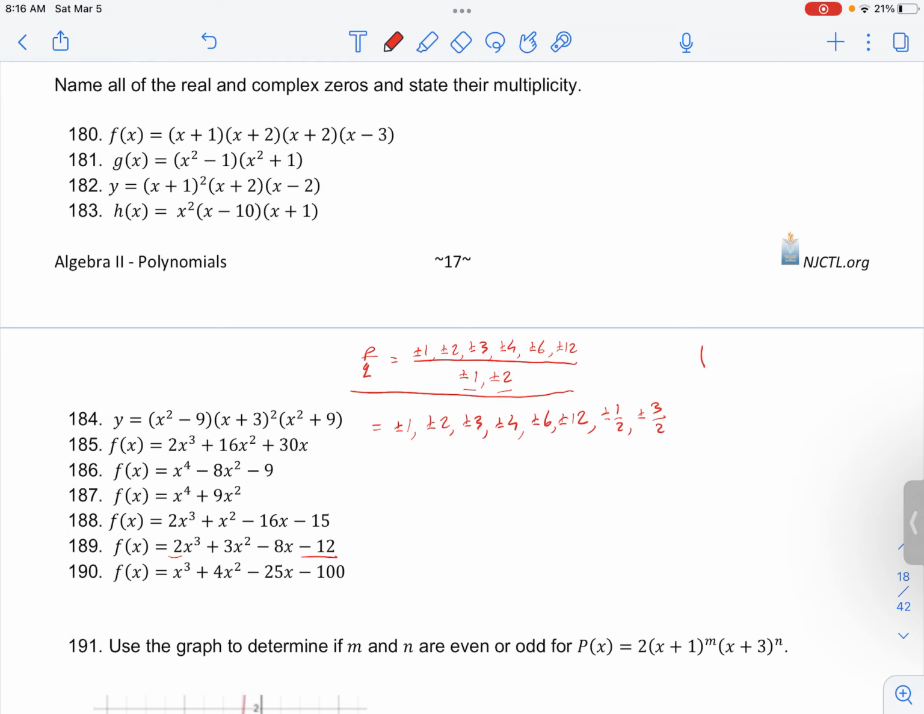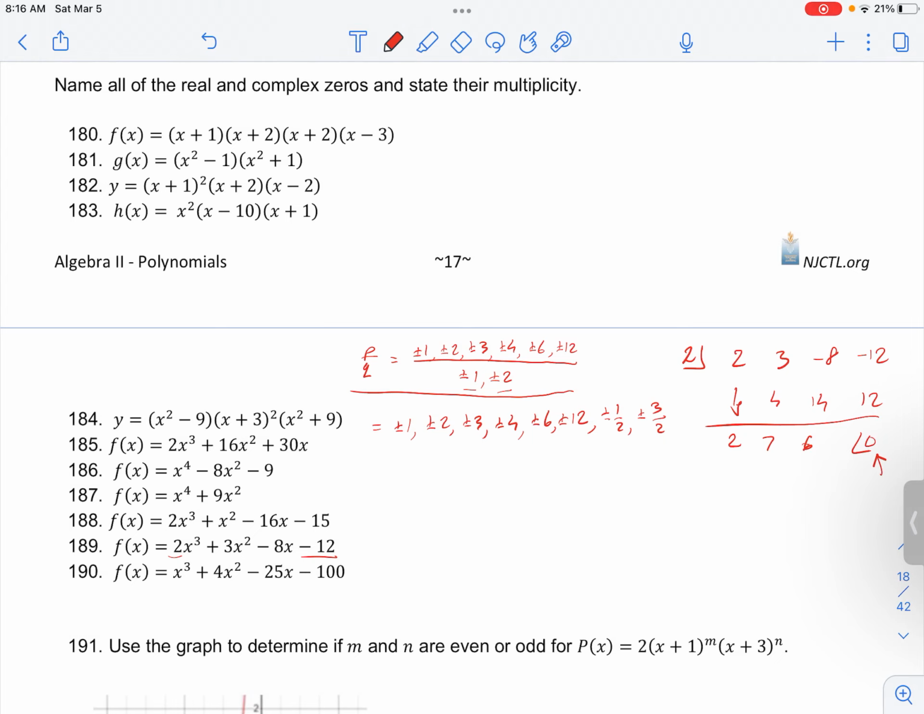And so trying out x equals 2. We're going to use synthetic division, so we have 2, 3, negative 8, and negative 12. We're going to bring down the 2. So 2 times 2 is 4, plus 3 is 7, times 2 is 14, plus negative 8 is just 6, and then times 2 is 12. We get a remainder of 0, which is key, because that determines if it's a factor or not.